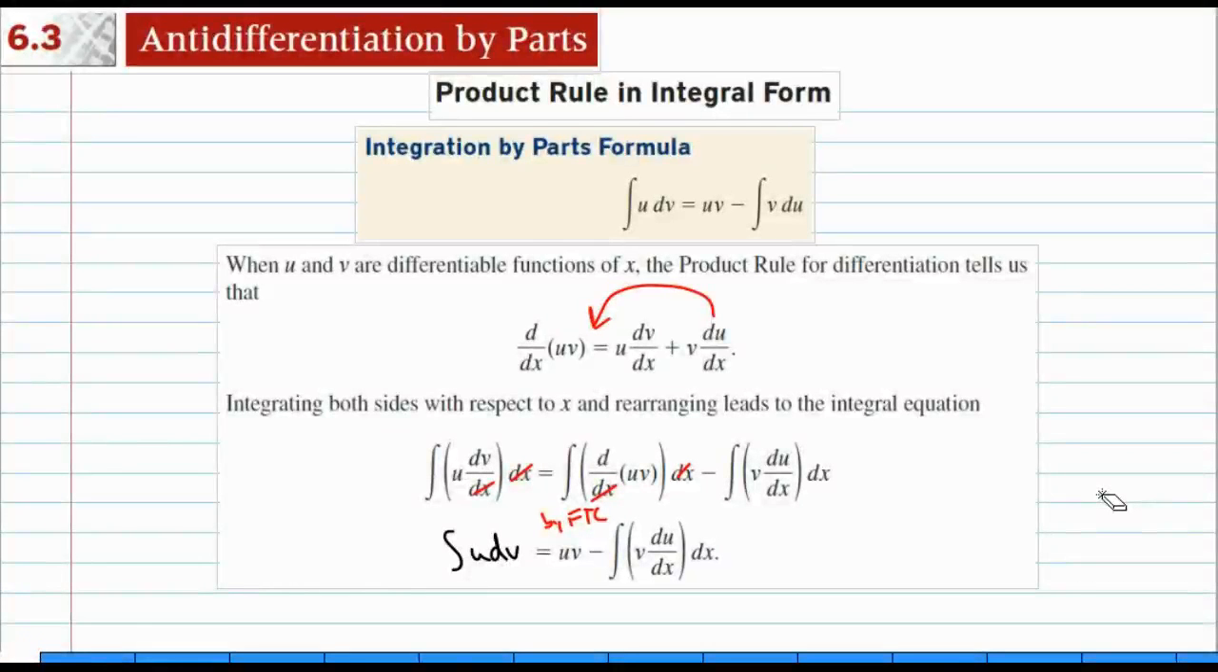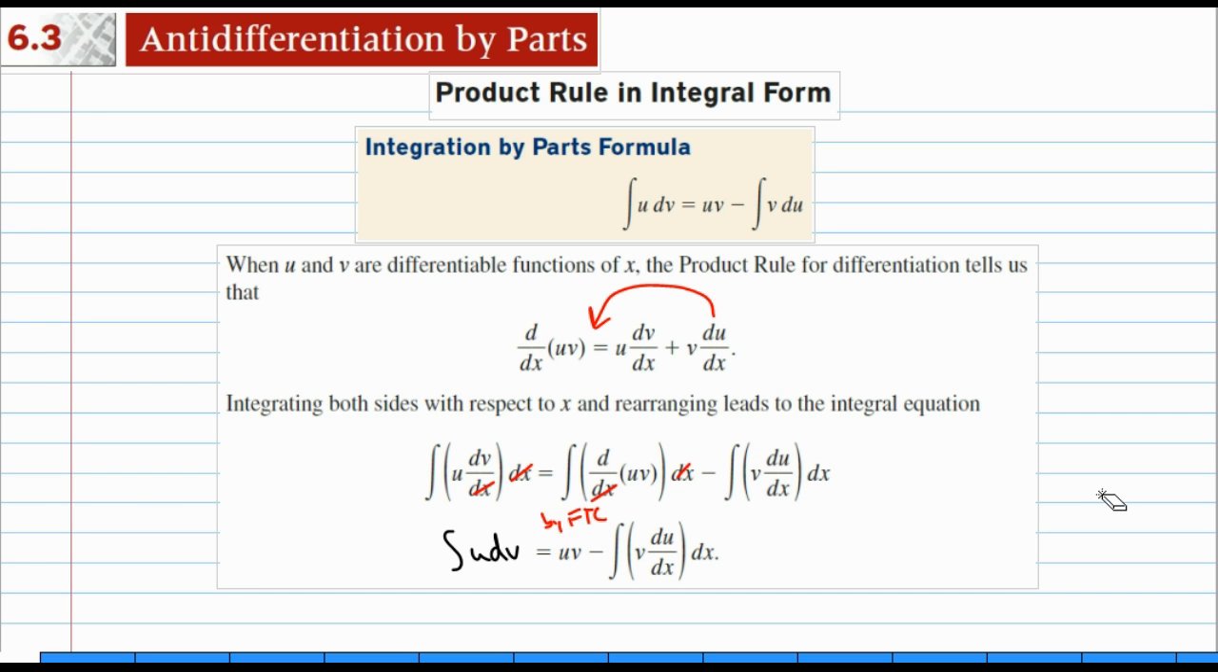This is the screencast for section 6.3, example 1, anti-differentiation by parts. Alright, so last section you learned anti-differentiation by substitution, plus you know a lot of integrals just by knowing their derivatives, you know the power rule and stuff like that. But now we are going to work with the product rule in integral form.